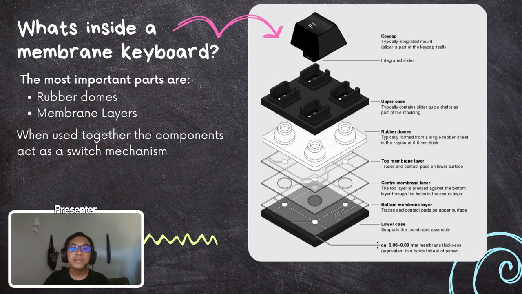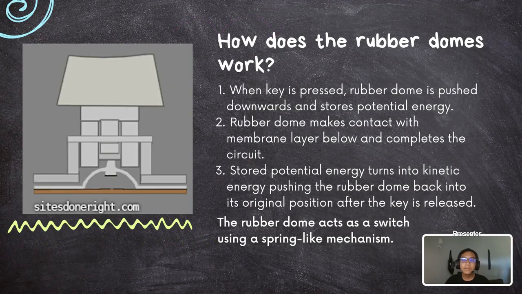There are several parts to the membrane keyboard which my friend Qhudzairee will explain about later. But the most important parts of a membrane keyboard are the rubber domes and membrane layers. Combining these two layers will create a sort of switch mechanism for the keyboard. So, how does it work, you ask?